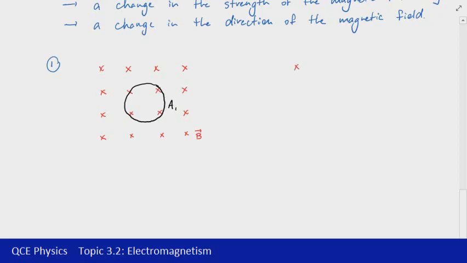And the final scenario is that the magnetic field hasn't changed, so the magnetic field strength is still the same and the direction of the field is still the same, but the area of the loop itself is going to have changed. So very similar to the example that we've just dealt with, but you can see now that the area is much greater. So there's the first problem to have a go at.